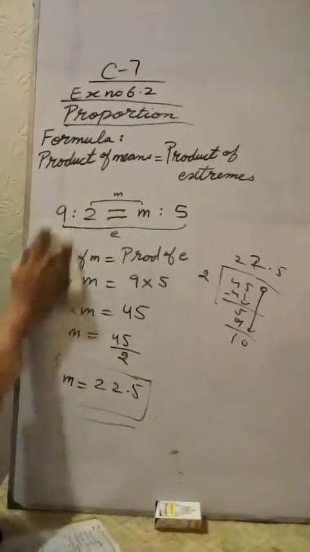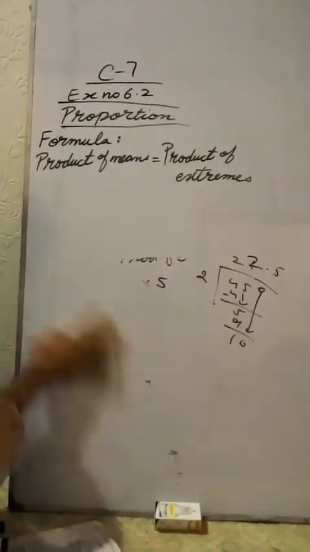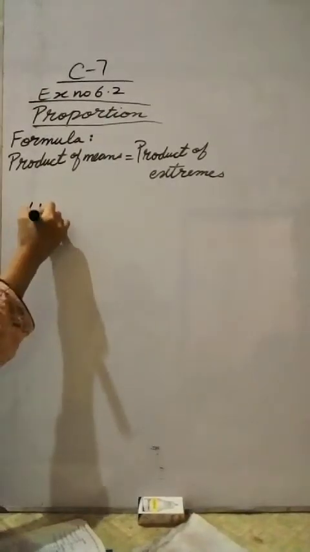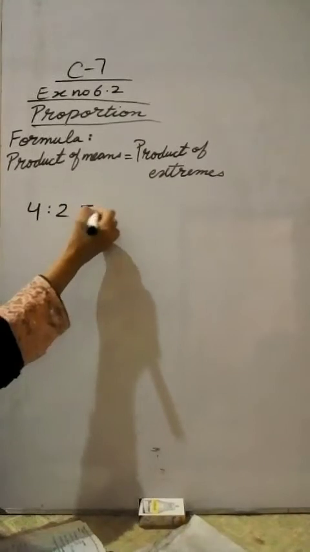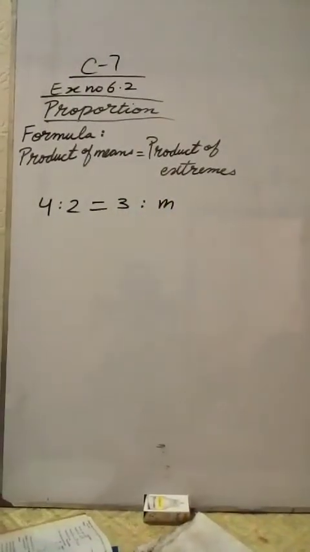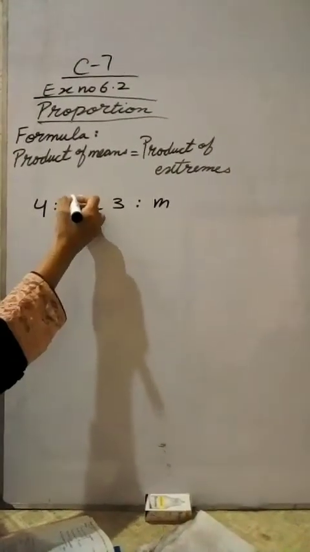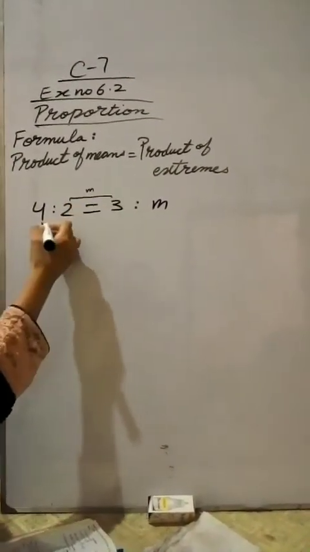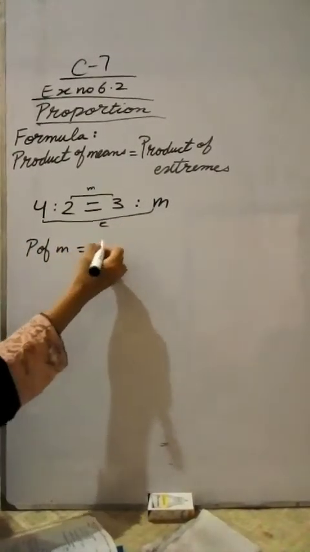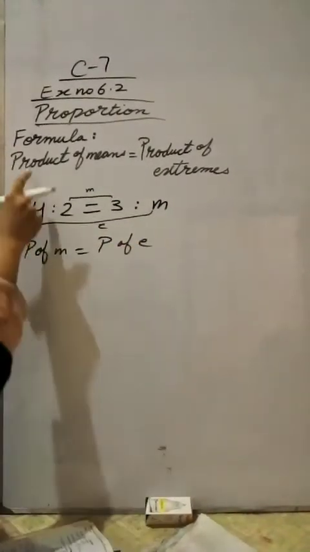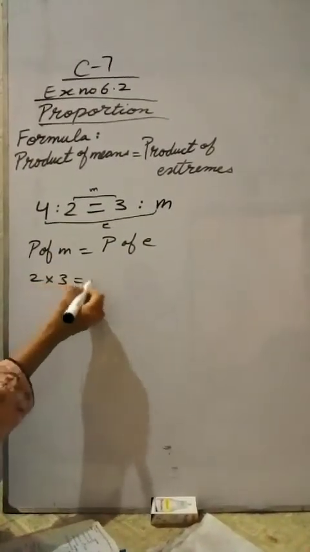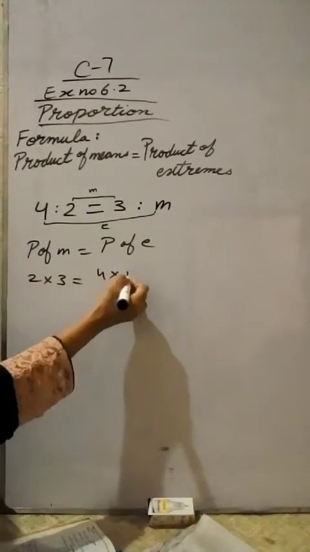Now I am taking another question. Now the question will be 4:2 equals 3:m. Now we have the question like this. Understand, centralized values are called means and starting and ending values are called extremes. Write the formula. Product of means equals product of extremes. Product means multiply. So the means are 2 multiplied by 3 and the extremes are 4 multiplied by m.